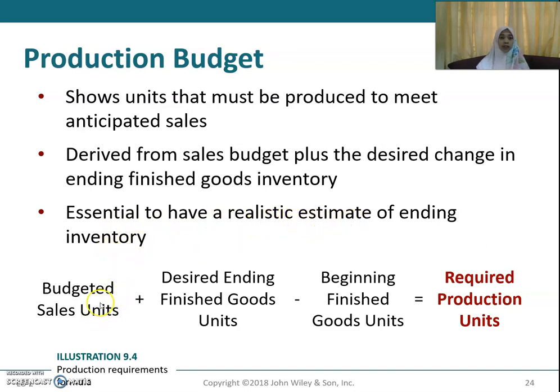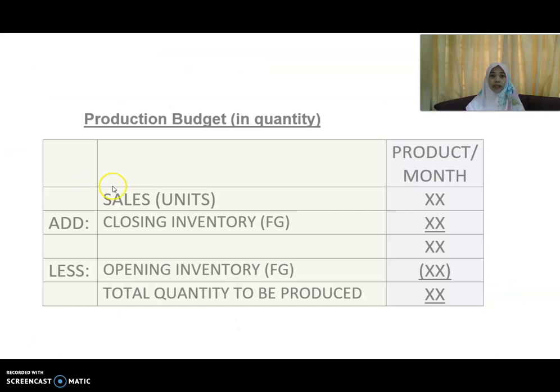So that means if you want to know how many units that you want to produce, that will be the budgeted sales units plus the desired ending finished goods units minus the beginning finished goods units. That will give you the required production units. To help you understand this, I will show you a simple example. I'm just highlighting this one.